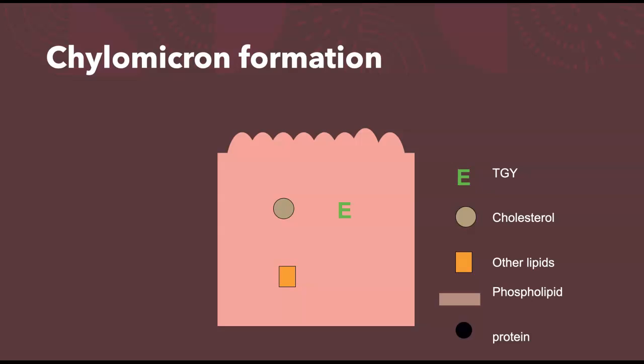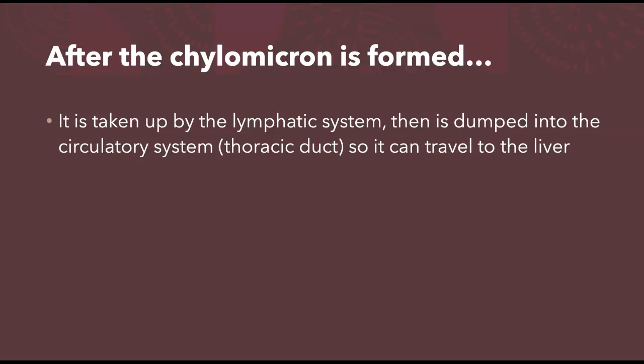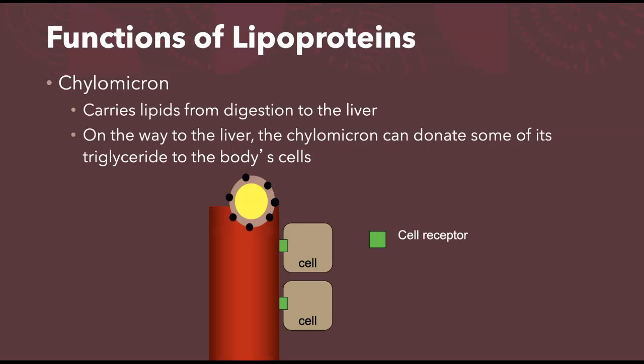So dietary fat is packaged in the intestinal cells to make the lipoprotein called the chylomicron. Here you can see inside the intestinal cells, the fats are surrounded by a phospholipid and protein coat to form the chylomicron. After the chylomicron is formed, it's taken to the lymphatic system, then is dumped into the circulatory system at the thoracic duct so it can travel to the liver, its goal destination. So the function of the chylomicron is to carry lipids from digestion to the liver. On its way to the liver, it can donate some triglyceride to the body cells.